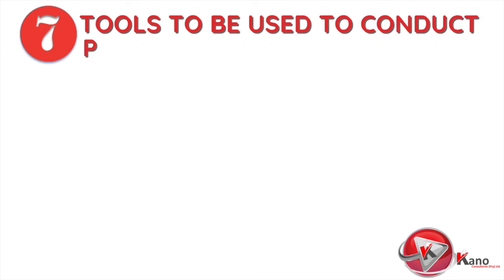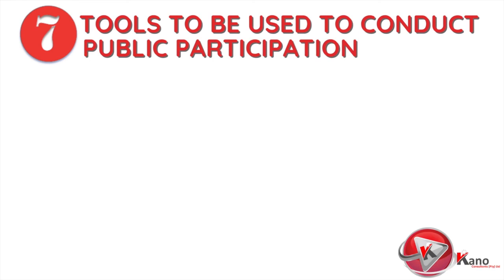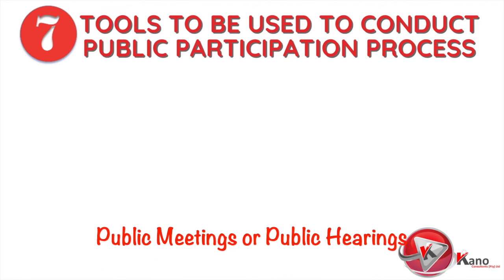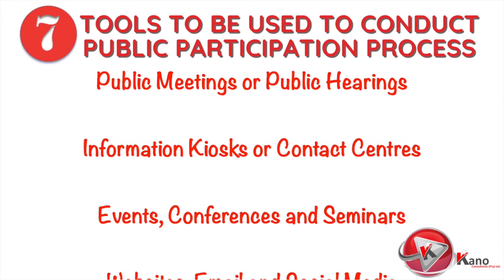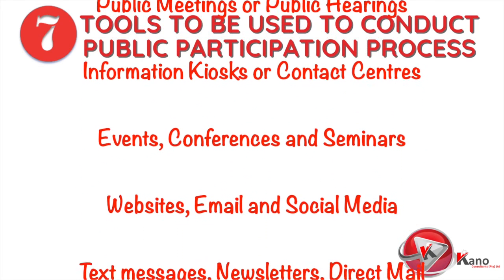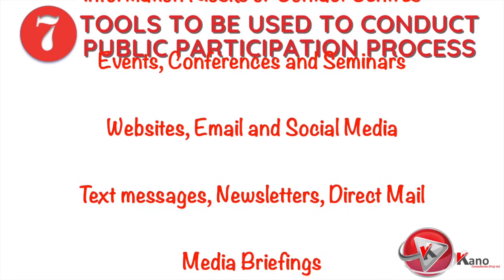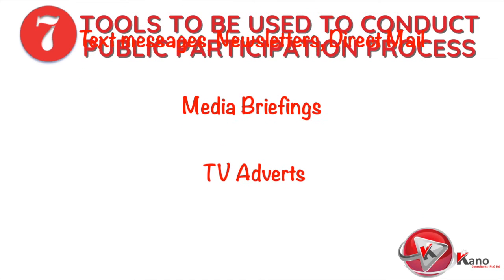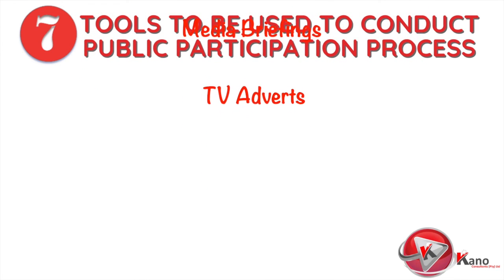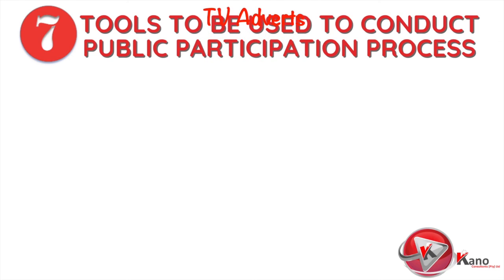To conclude, we should mention that there are a number of tools and techniques that government officials and community leaders can use to conduct a public participation process. Some of them are public meetings or public hearings, information kiosks or contact centers, events, conferences, and seminars, websites, email, and social media, text messages, newsletters, or direct mail, media briefings, and TV adverts.